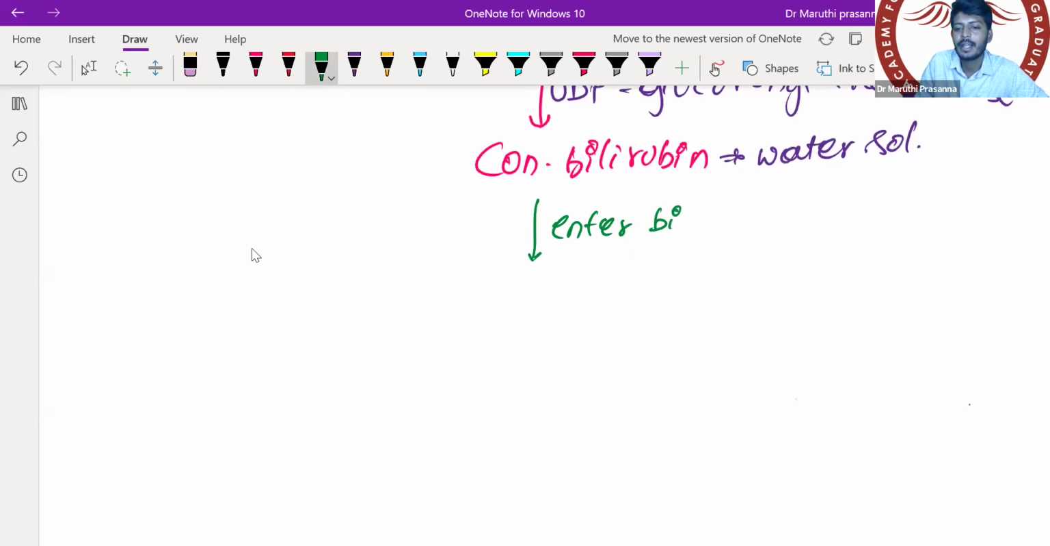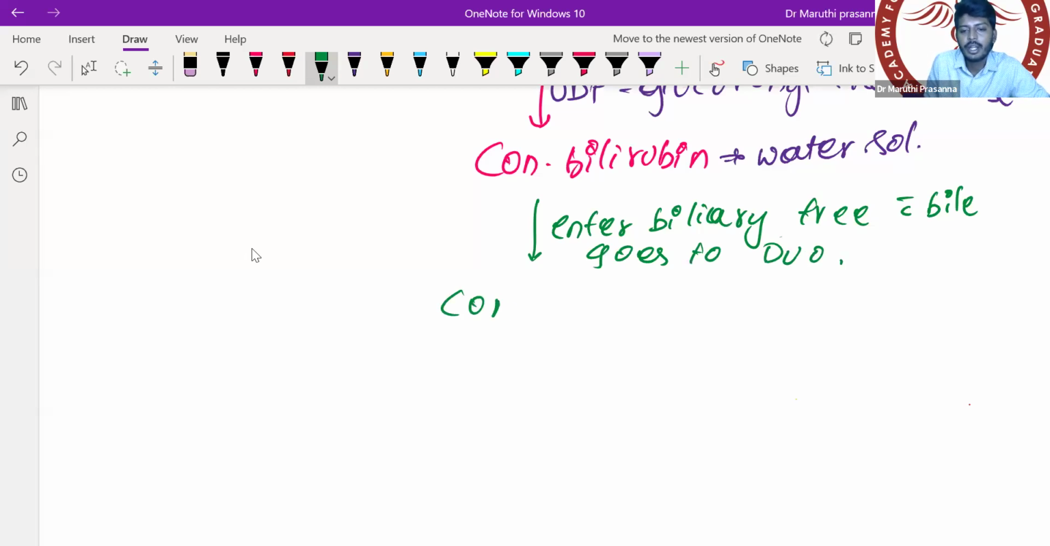So from the liver, conjugated bilirubin enters the biliary tree along with the bile. So inside the bile, what is present? Conjugated bilirubin is present. So it enters the biliary tree and goes to the small intestine, the duodenum.